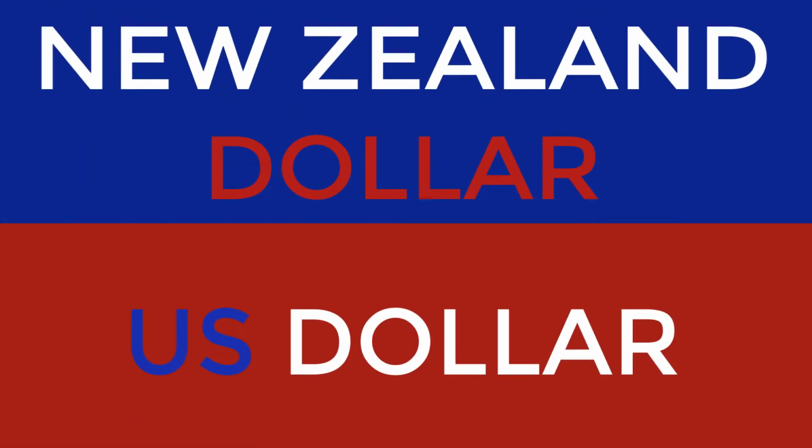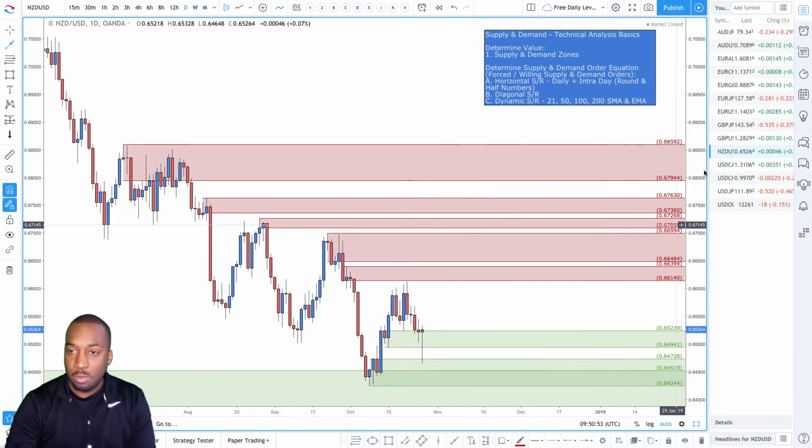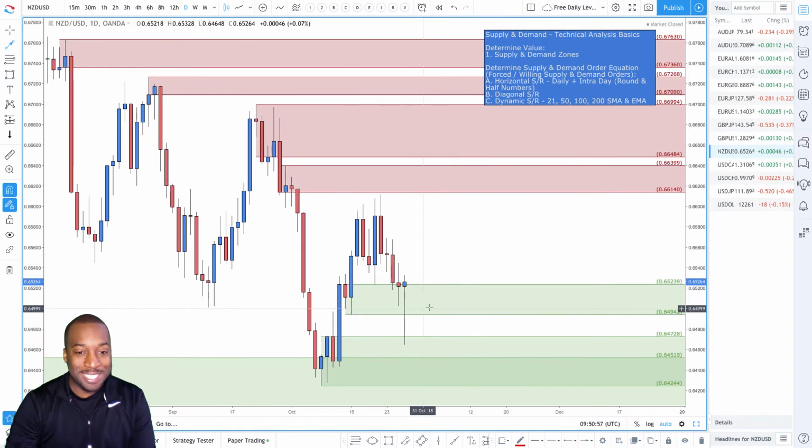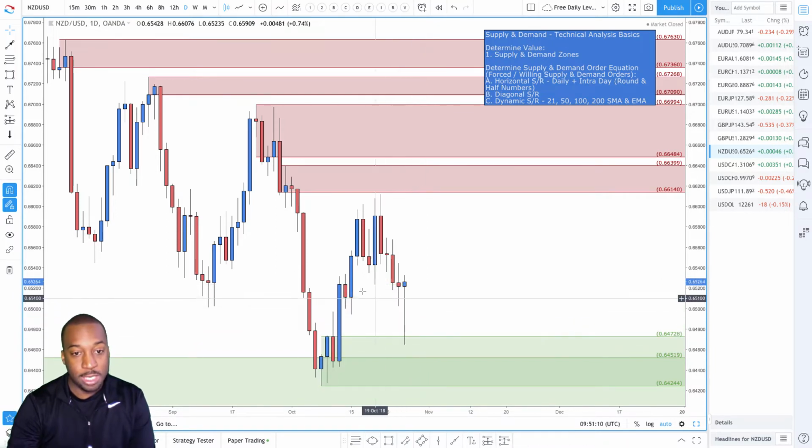Moving on to the US, my mind is all over the place. New Zealand dollar, US dollar, right? So we've got a demand zone here which did pierce through. So there was definitely demand here, but as we've touched this second demand here, I'm going to delete this area here.